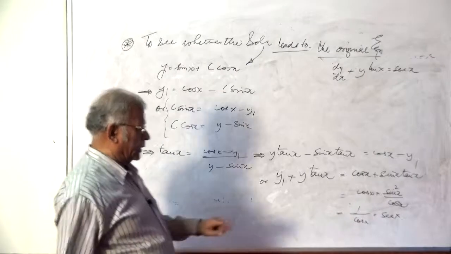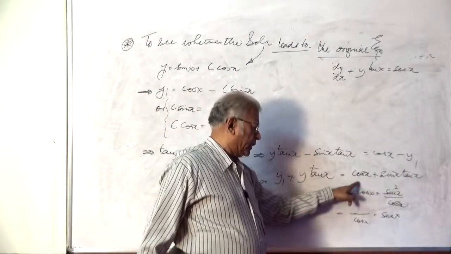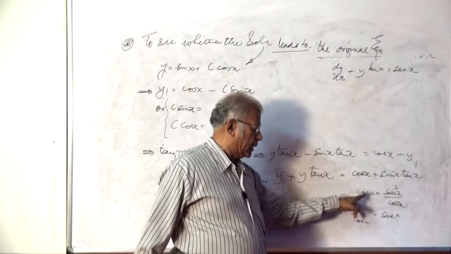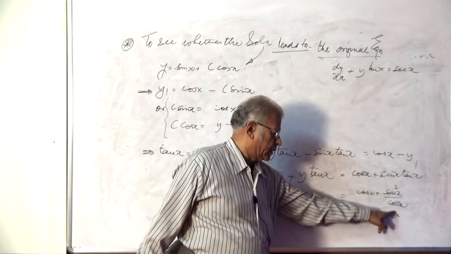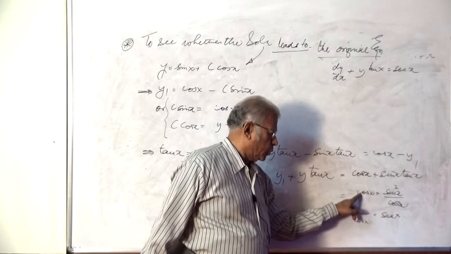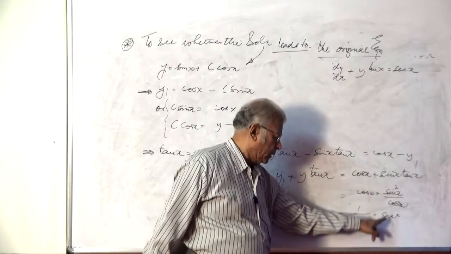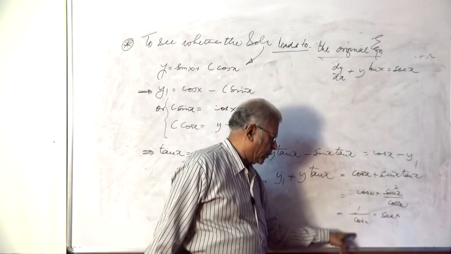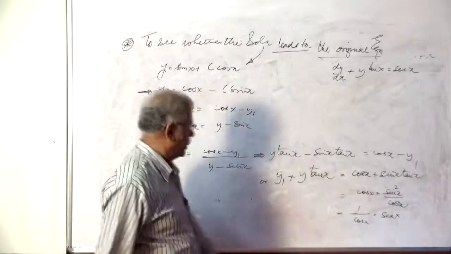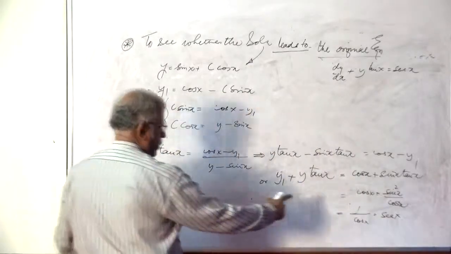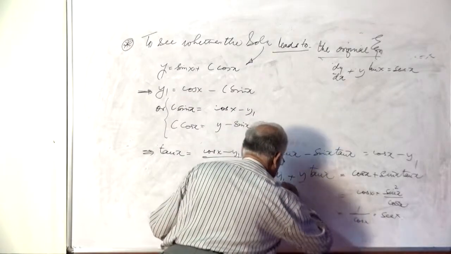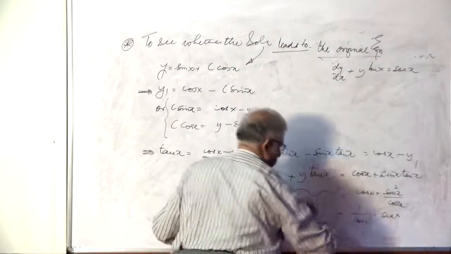And this is a very simple trigonometric simplification, because cos x is cos x and sin x tan x is sin square x by cos x. If we add these two, cos square x plus sin square x is 1, and then cos x is the denominator, we get sec x. So we do get indeed that y1 plus y tan x is equal to sec x. That is the required differential equation.